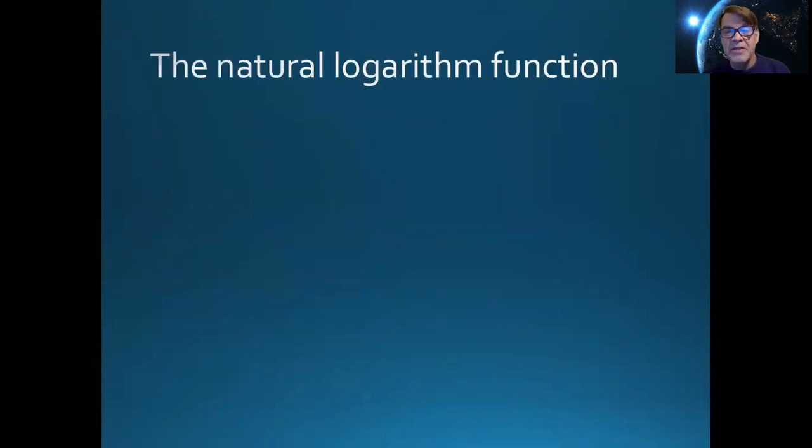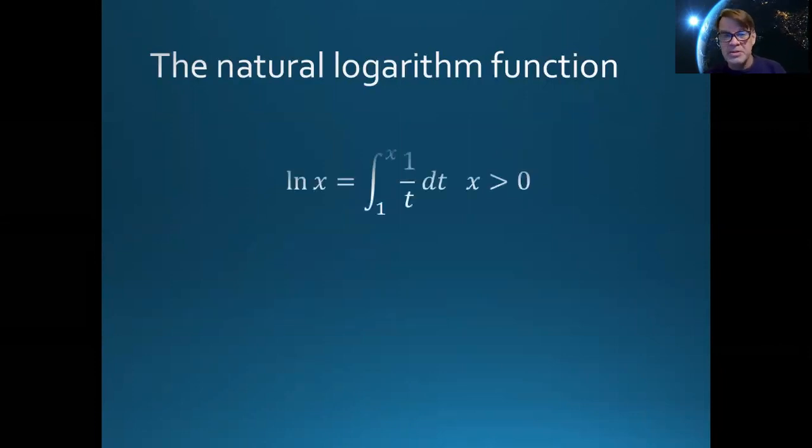So let's define a natural logarithm from a calculus perspective. The natural logarithm of x is the integral from 1 to x of 1 over t dt. X needs to be greater than 0, because the natural logarithm has no negative results, as it were. Okay, so there you have it.